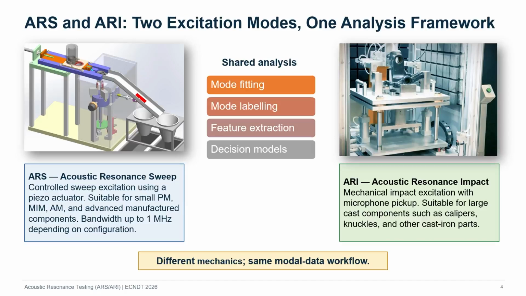The platform uses two excitation methods. ARS, or Acoustic Resonance Sweep, uses a controlled piezo sweep. It is suitable for small, advanced manufactured parts where high-frequency modal information is needed. Depending on the configuration, the bandwidth can reach up to 1 MHz. ARI, or Acoustic Resonance Impact, uses mechanical impact and microphone pickup. It is suitable for large cast components, such as calipers, knuckles, and similar cast iron parts. The mechanics are different, but the data workflow is the same: mode fitting, mode labeling, feature extraction, and decision models.